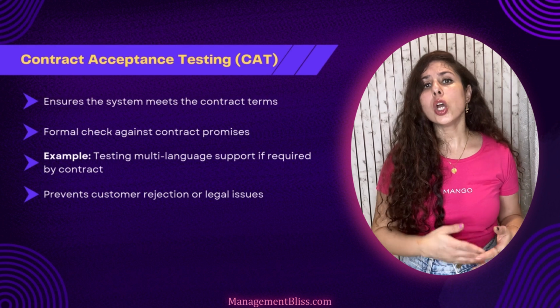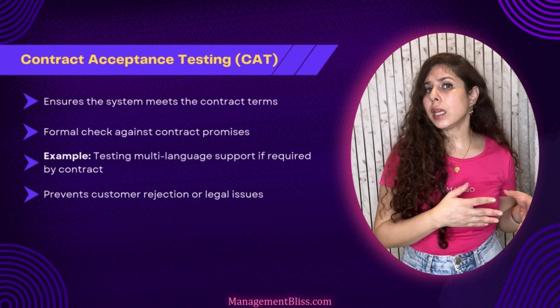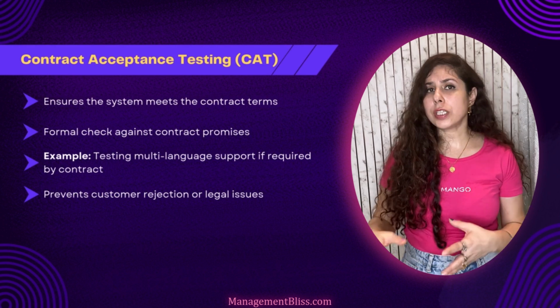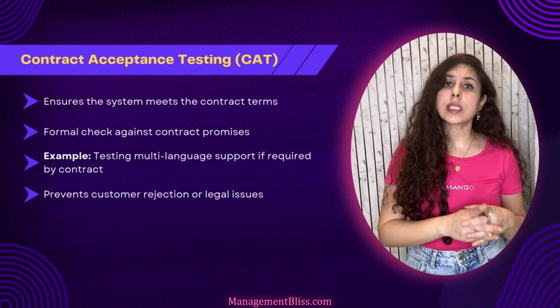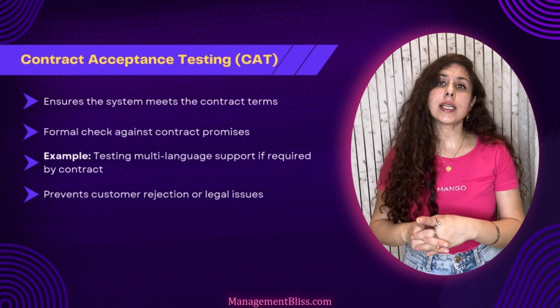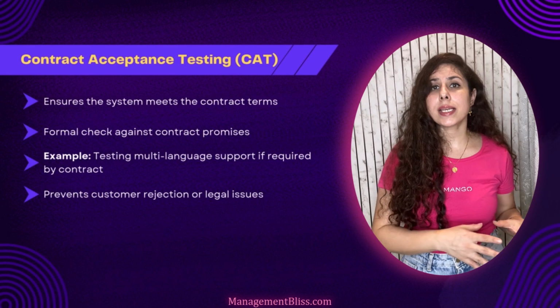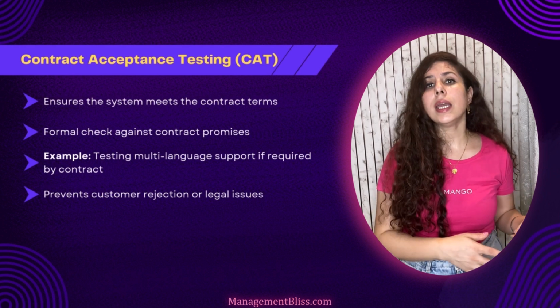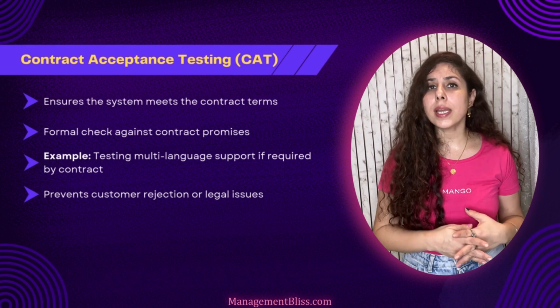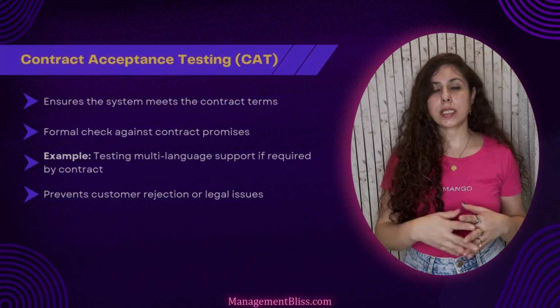For example, suppose we are building software for a global hospital chain and the contract states that the software should support the multi-language features. Then during CAT, they will check to see if it really does that or not. They might test by switching between English, Spanish, French, etc. to see if everything translates properly and works as expected.